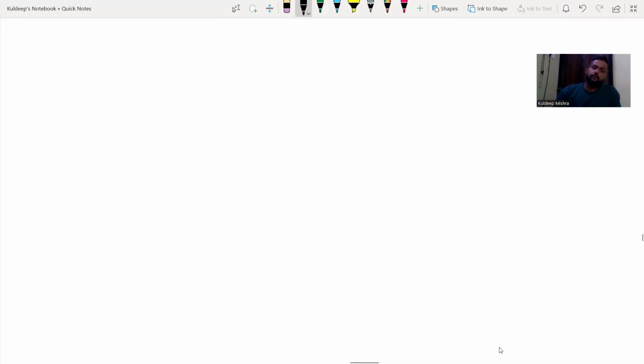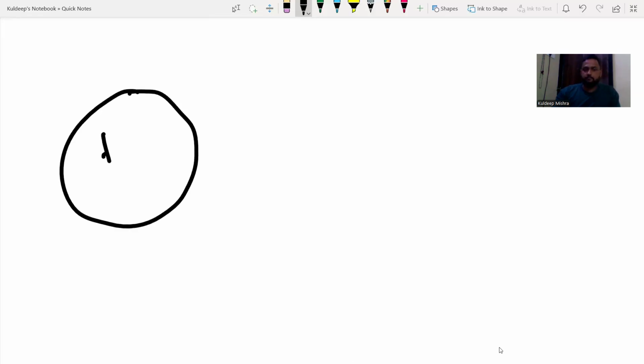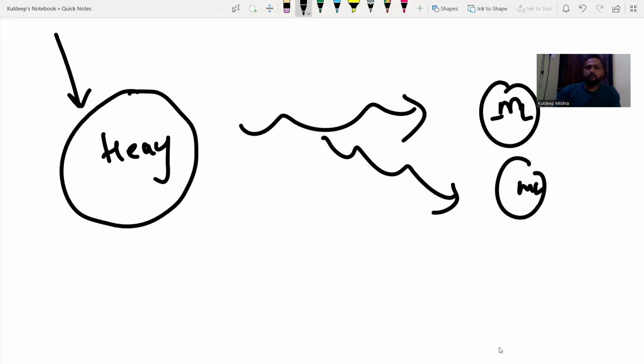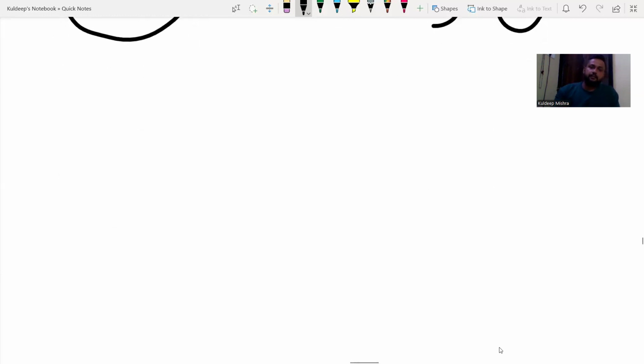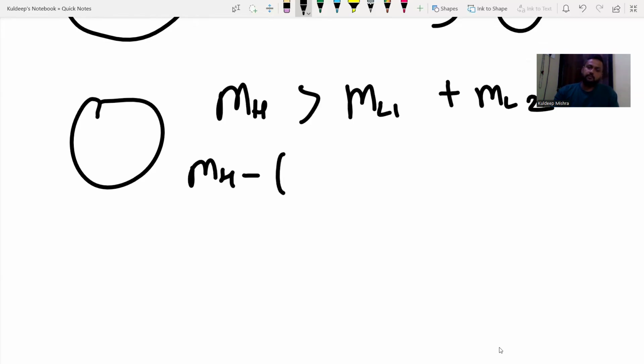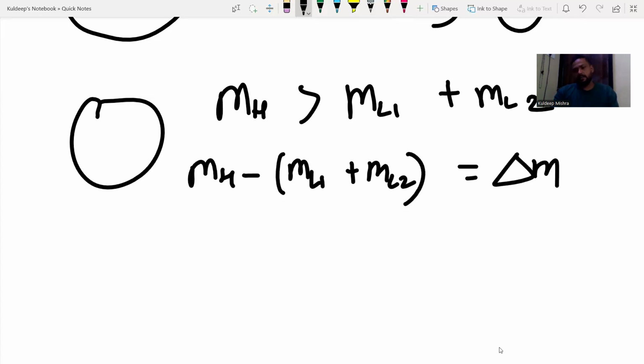Apart from this, we just have nuclear fission and nuclear fusion. So in nuclear fission, you have a big heavy atom. This is a heavy nucleus. You bombard it with something, you strike it with something, and it splits up into two lighter nuclei. Okay. But the mass of the heavy nucleus is greater than the mass of the two lighter nuclei combined. So again, there is a mass defect, heavy minus the mass of the two lighter ones. It may be 2 or more than 2. This is equal to delta M, and this delta M becomes energy.